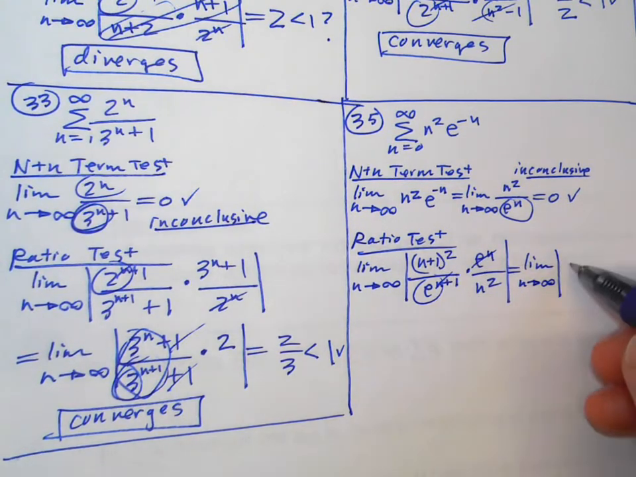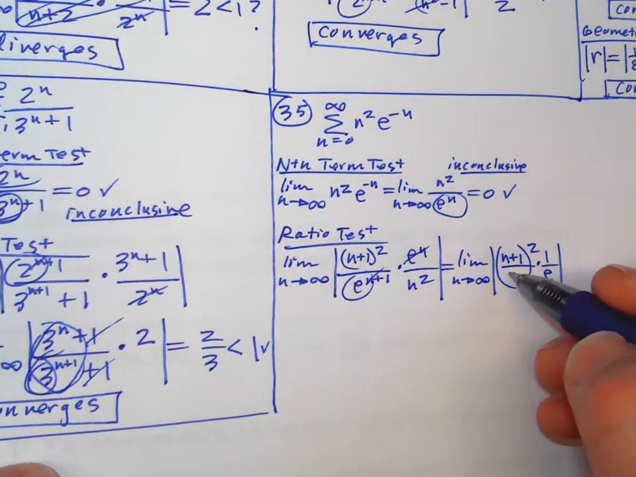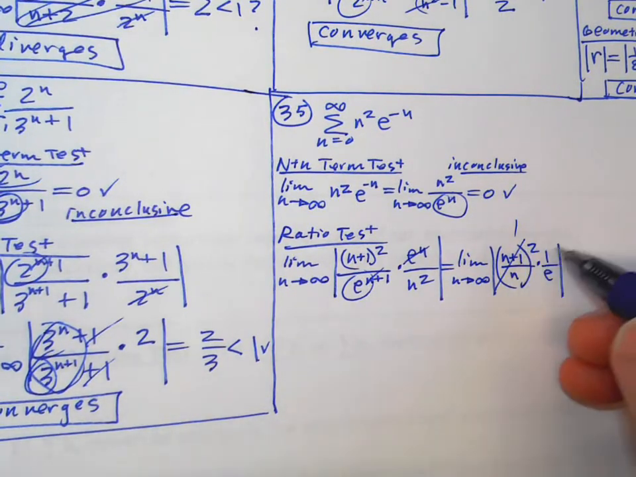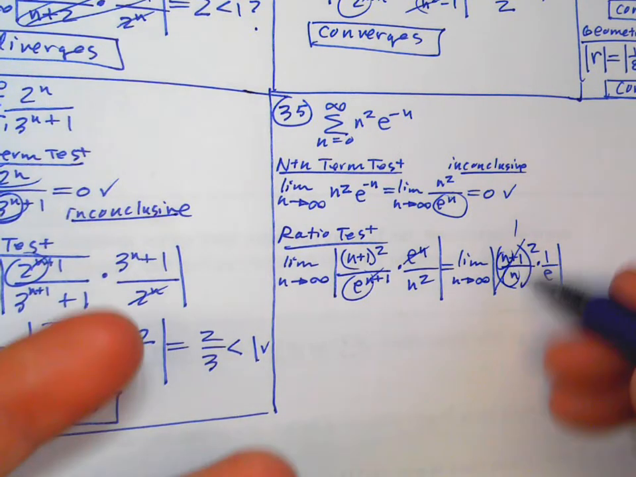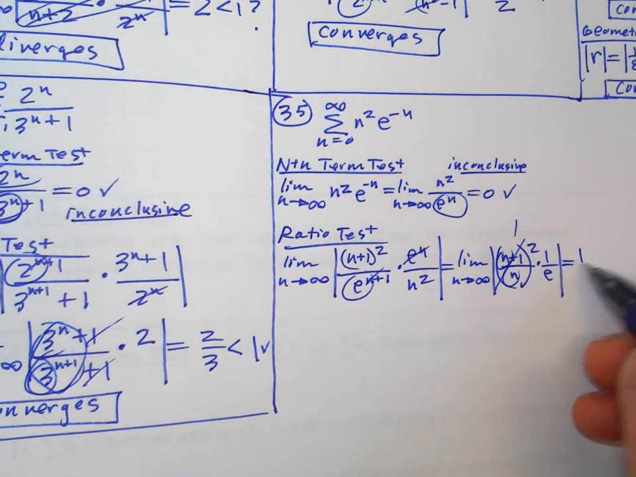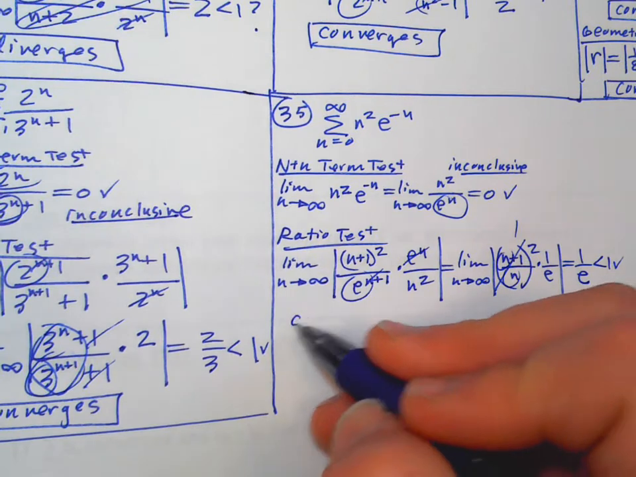These guys, you could combine them, n plus 1 over n squared. But that's going to go to 1. Infinity over infinity, dominant terms are the same size. Square is going to be 1 squared is 1. So you're going to get 1 over e, which is less than 1. Right? e is like 2.7 or whatever. So it converges.